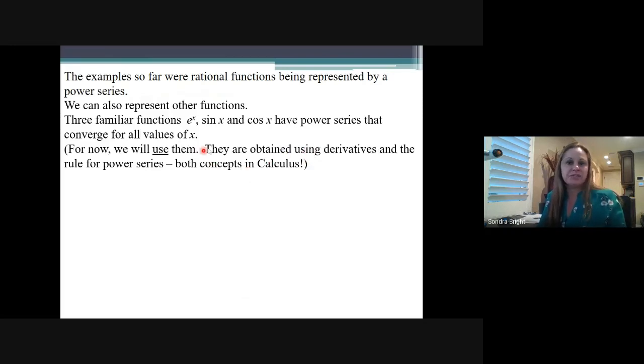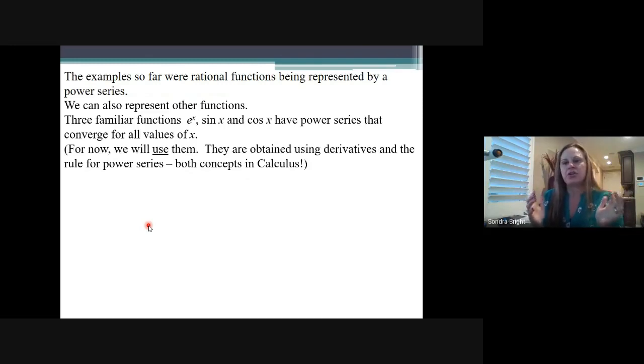They are obtained using the derivatives and the rule for power series, and so both of these are concepts in calculus, so you'll learn the reasons behind it next year. For now, okay, I'm going to warn you, it's going to look scary. It's really not that scary, promise. It just looks scary. What I'm going to do is I'm going to turn e to the x into a power series, right?